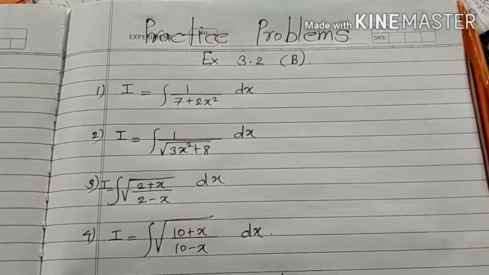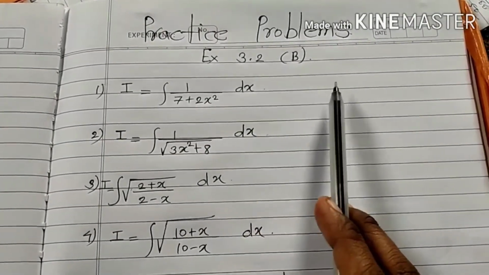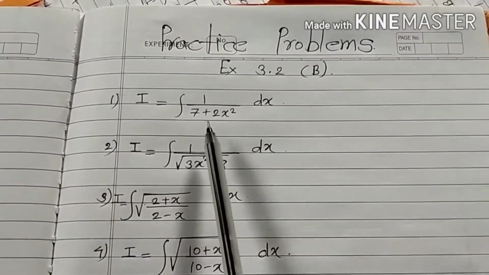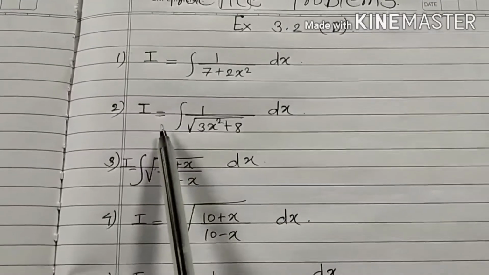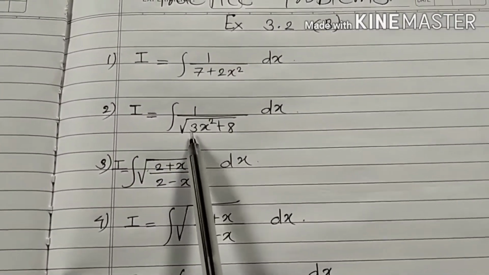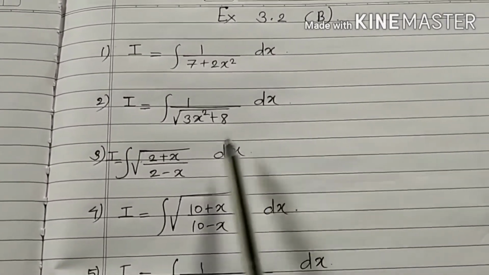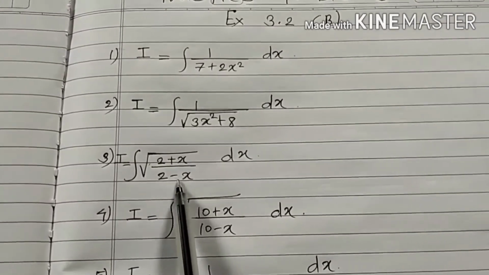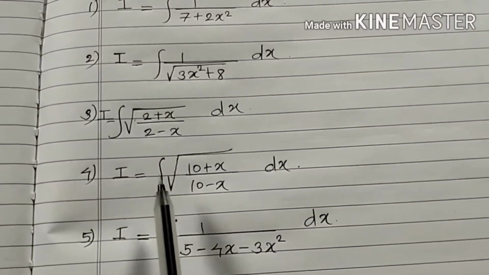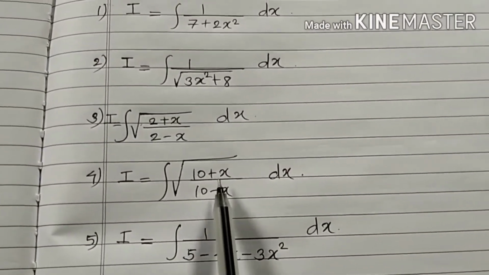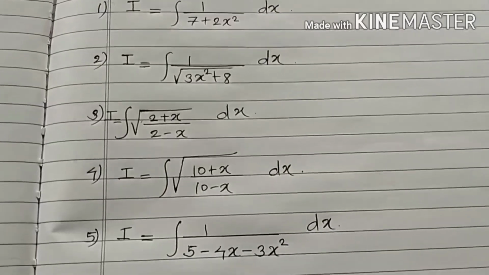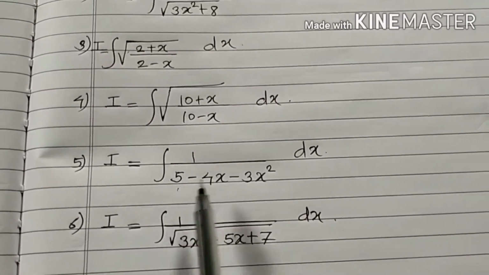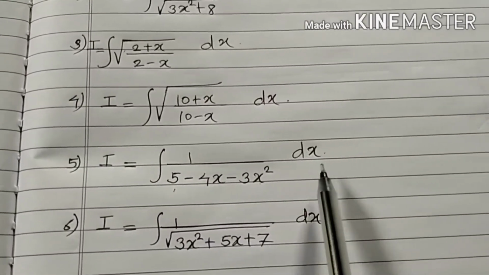Now there are some practice problems from exercise 3.2b. First, I is equal to integration of 1 upon 7 plus 2x square dx. Second, integration of 1 upon root of 3x square plus 8 dx. Third, integration of root of (2 plus x) upon (2 minus x) dx. Fourth, integration of root of (10 plus x) upon (10 minus x) into dx. Fifth, integration of 1 upon 5 minus 4x minus 3x square dx.